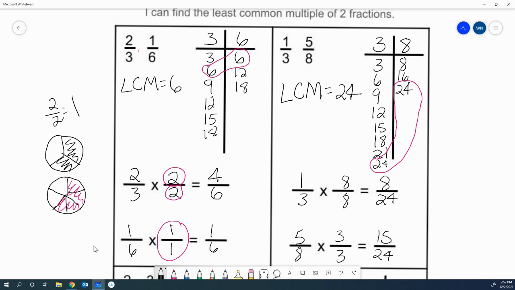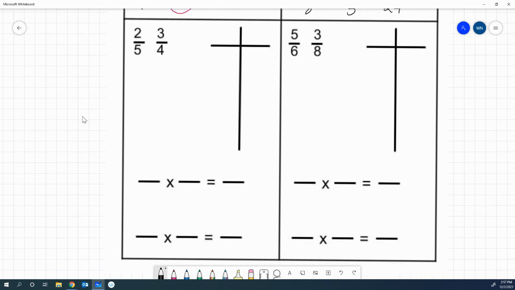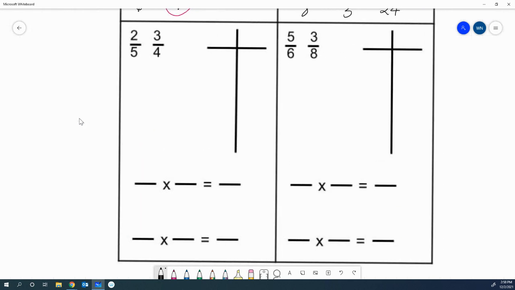Let's go ahead and jump to the last 2 problems. All right. 4, we've got 2/5 and 3/4. Go ahead and write your 5 and your 4 on your T-chart. And I want you to go ahead by yourself and fill in those first few multiples.